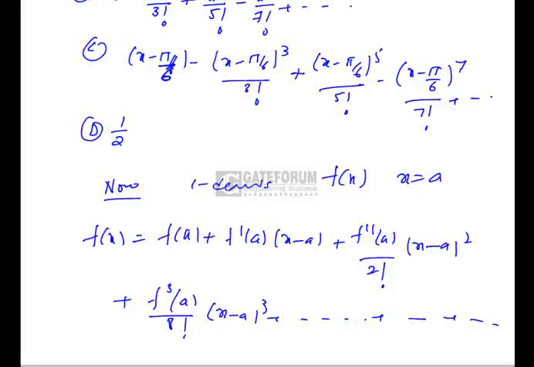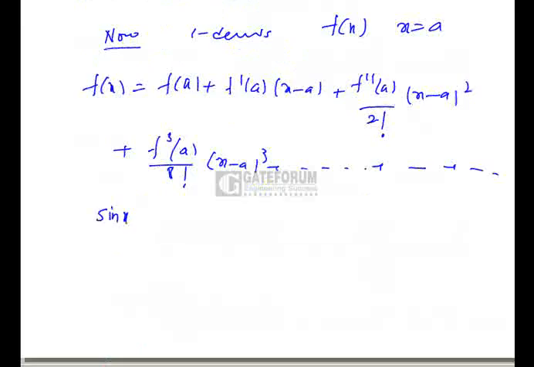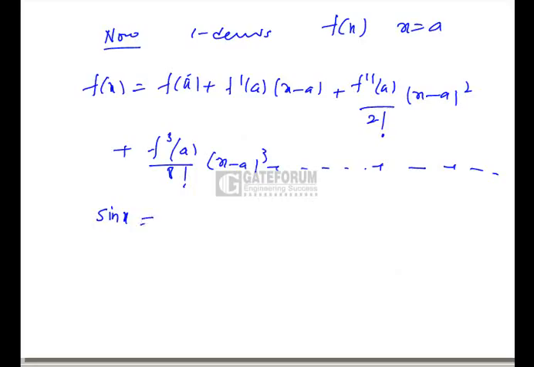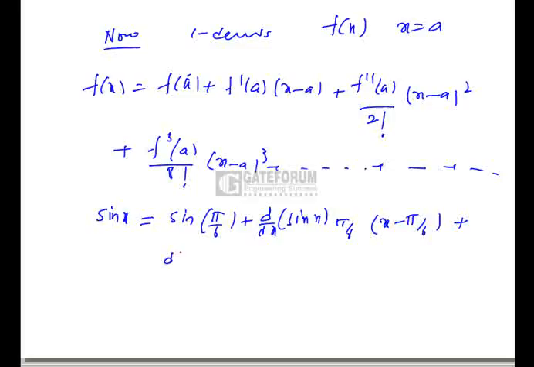Now here we have to find the Taylor expansion of sin x. So the value of f of x is sin x, and we know the value of a, which is given as pi by 6. Now sin x will be equal to sin pi by 6 plus differentiation of sin at pi by 6 into x minus a, which is x minus pi by 6, plus double differentiation, that is d square by dx square of sin x at x equals pi by 6, into x minus pi by 6 whole square, plus so on.